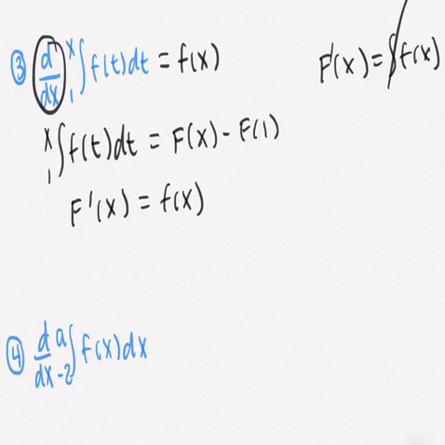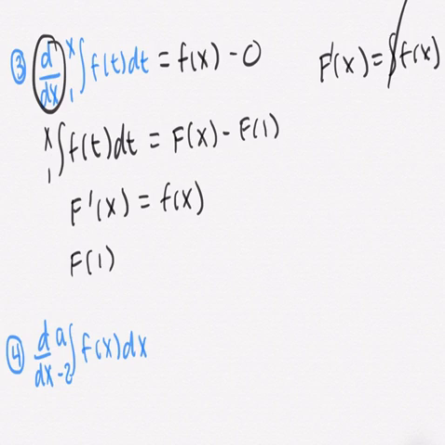But what about capital F of 1? Why did that just become 0? Well, we know that capital F of 1 has to be a constant, right? Because once we take the integral of a function and then we plug in a number into every single x variable, then we're not going to have any variables left, and that leaves us with a constant. So we know that capital F of 1 is just a constant, and what do you get when you take the derivative of a constant? You get 0. So that's why this is just f of x.